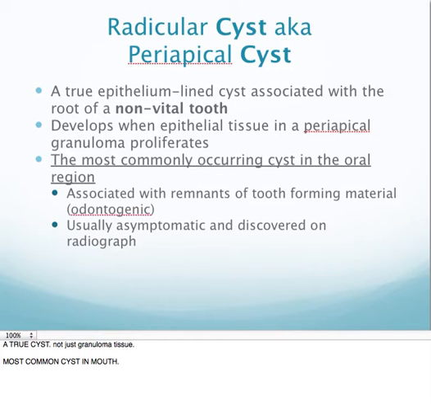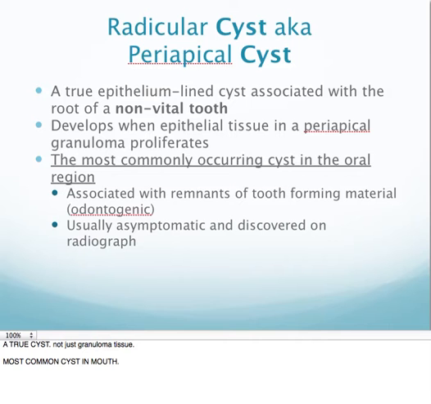Okay, then you have a radicular cyst or a periapical cyst. Now, a radicular cyst is a true epithelium-lined cyst, which we know is the true form of a cyst. However, it's associated with the root of a non-vital tooth. It develops when epithelial tissue in a periapical granuloma proliferates. This is the most common occurring cyst in the mouth. Radicular cyst, most common cyst occurring in the mouth. It's associated with remnants of tooth-formed material too, and it's also asymptomatic and can be seen on radiographs.